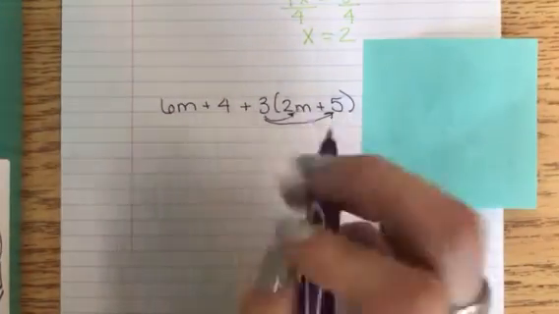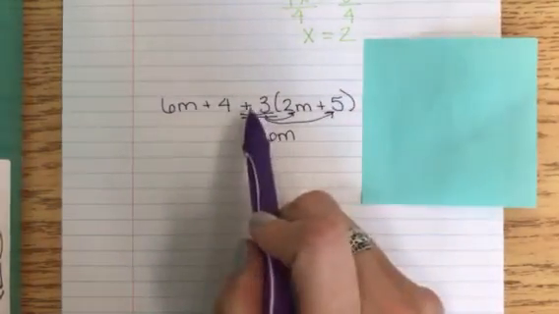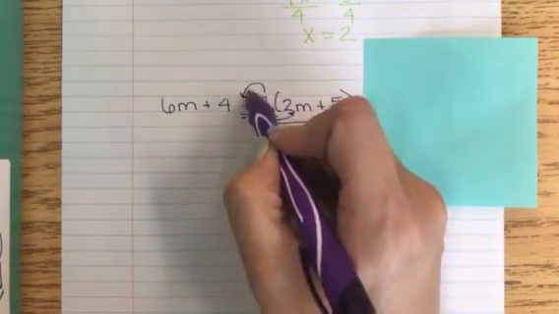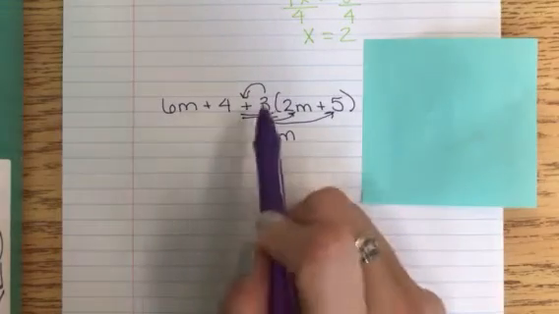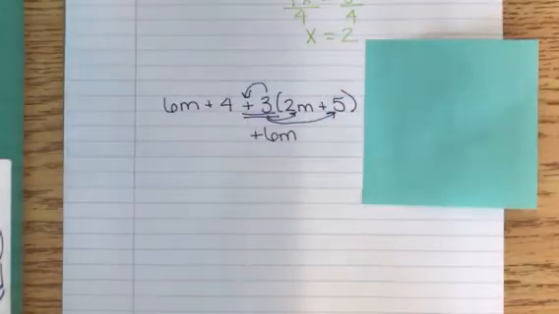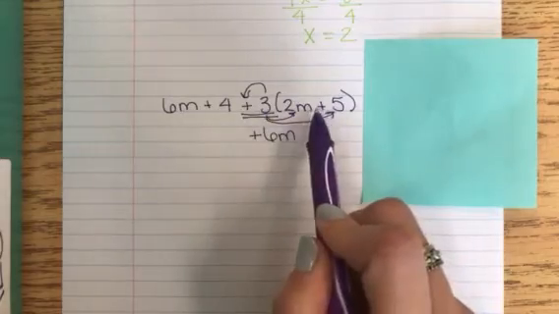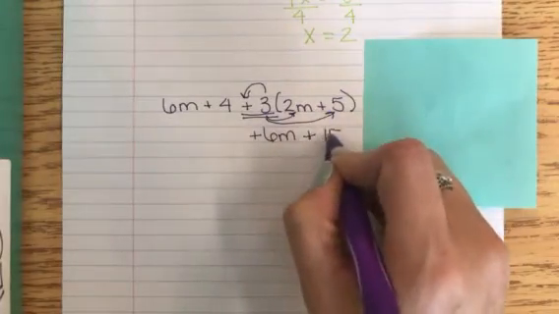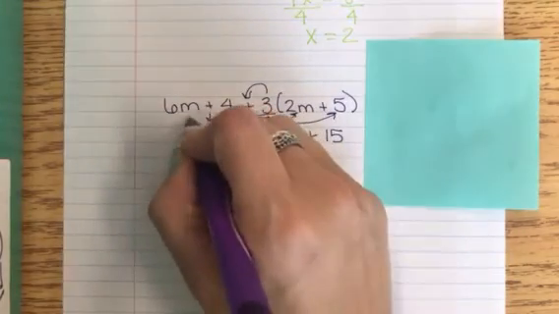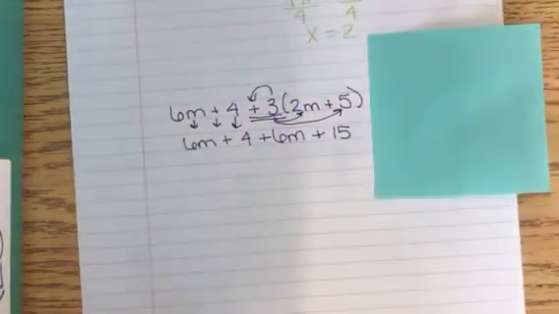So we say 3 times 2 is 6m. Now, when I'm distributing this, I need to make sure I'm paying attention to this whole entire piece. I'm always looking in front of it. This is a positive 3. So positive 3 times positive 2 is a positive 6m. Okay. A positive 3 times a positive 5 is a positive 15. And I'm just going to let everything else fall down in place. So I'm going to bring down the 6m, the plus, and the 4.